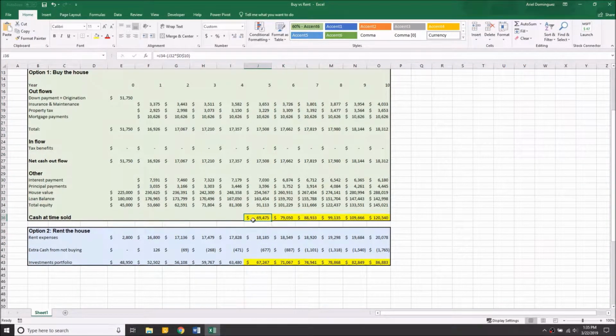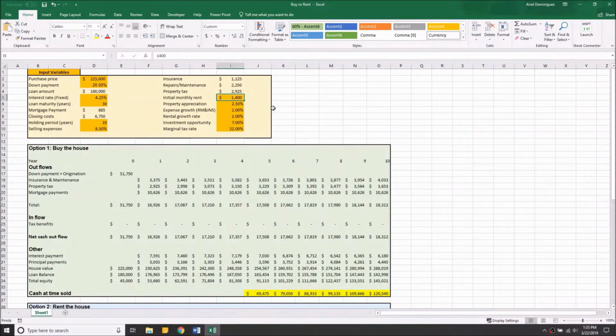You would have $69,000 at the end of 5 years compared to $67,000 if you were a renter. And that disparity, the difference between buying and renting, only grows in favor of buying. So that's another thing to consider. The longer you hold the property, the more likely that the buying scenario would be best for you.